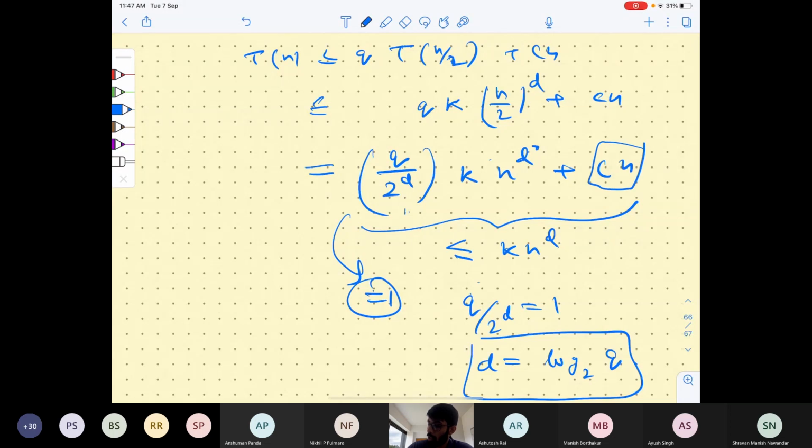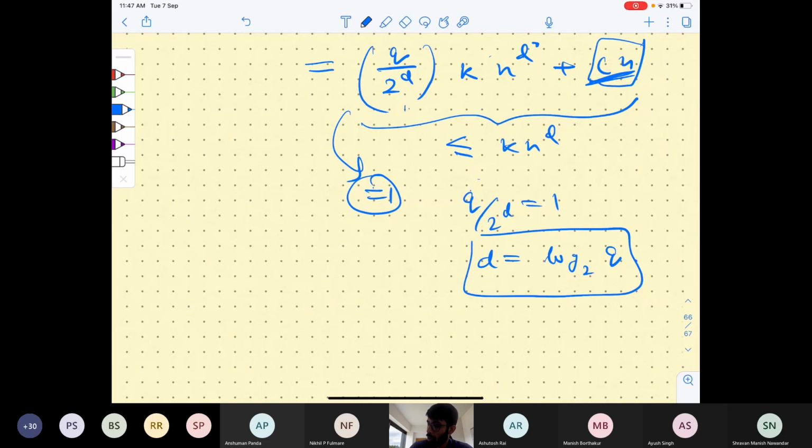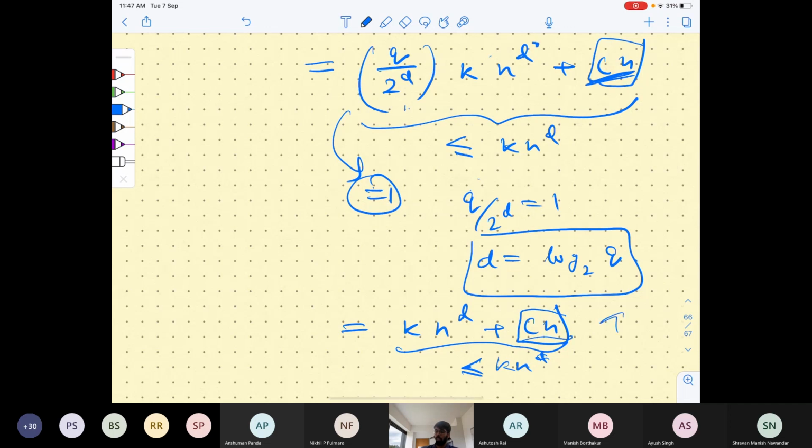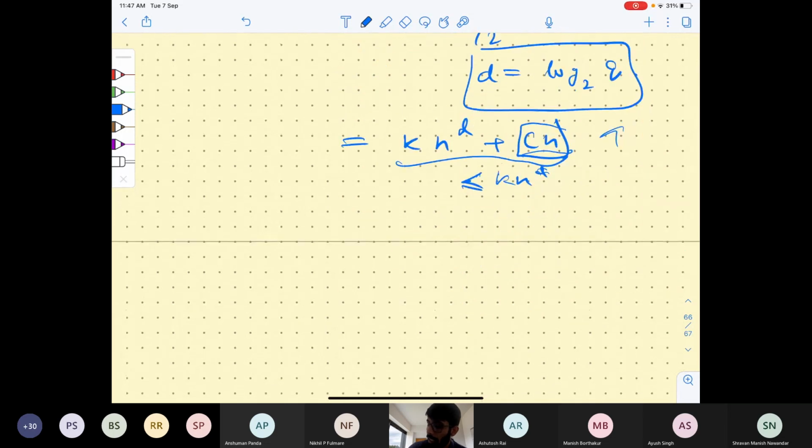But we want to get rid of this cn also. So that is not happening. So what do we get? If we put that here, we get k n to the d for this particular d plus cn. But this is not what we want. We want this to be less than or equal to k n to the d. And that does not seem very easy to get from here. How do we go from here and just remove this cn without doing anything?